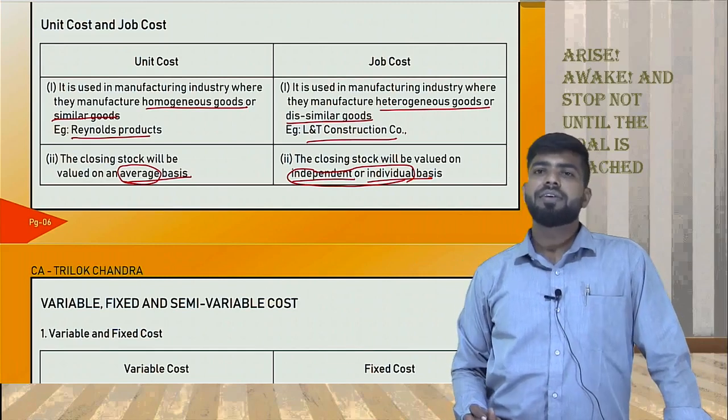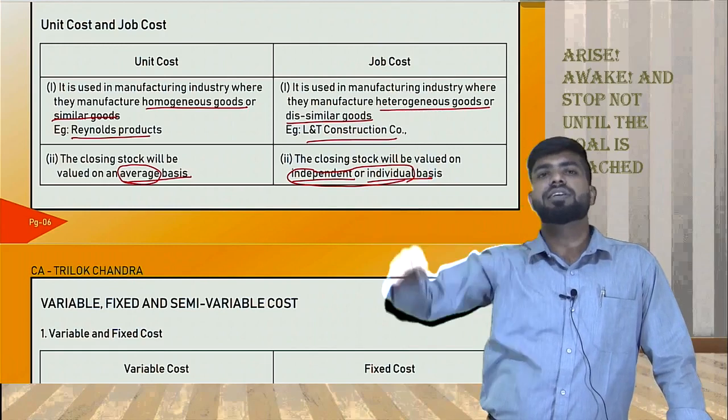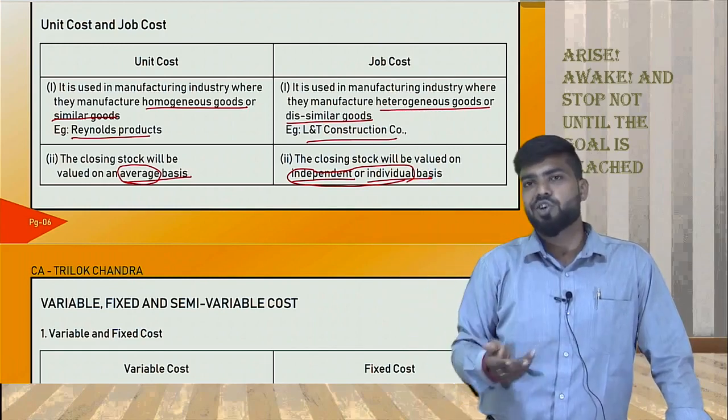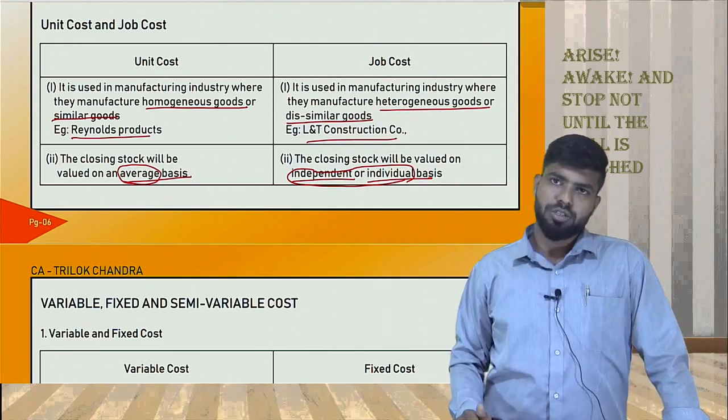Okay, then we discuss the administration cost. What is administration cost? The expense incurred at corporate office is called as the administration cost. What is selling cost? The expense incurred to promote the sales is called as the selling cost. The expense incurred to dispatch the product is called as the distribution cost.